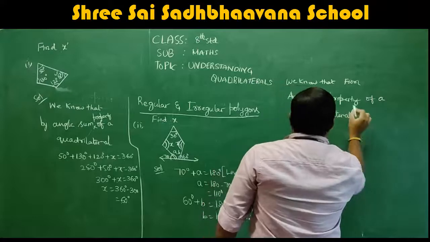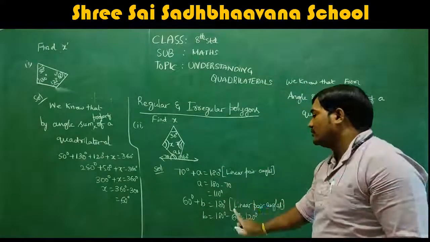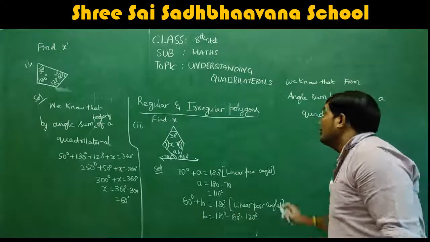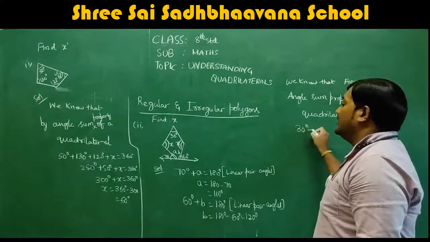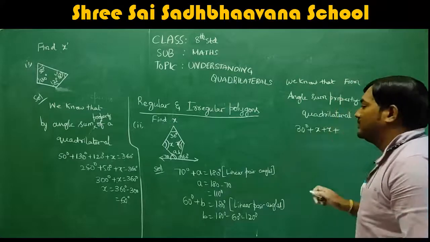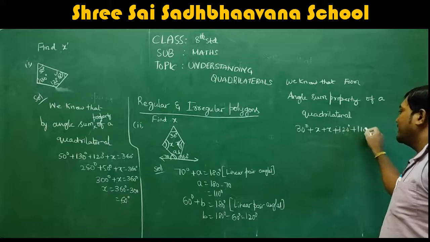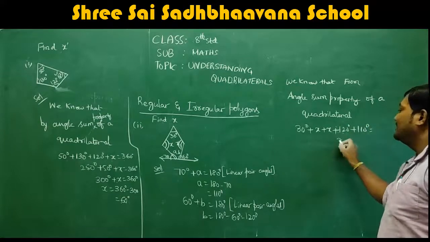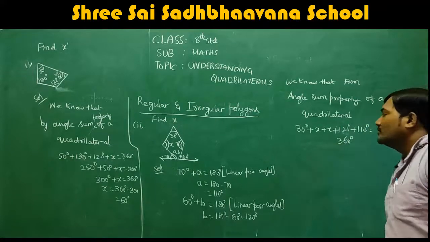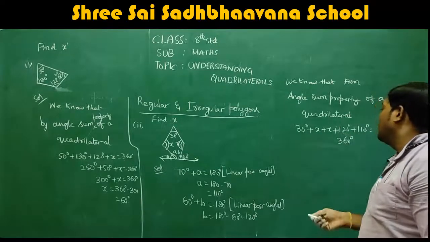We can write all the angles. We got A value also, we got B value also. So can we write it as 30 degrees plus x plus x plus 120 plus 110 degrees is equal to 360. Okay. So now 30 plus 120 plus 110.